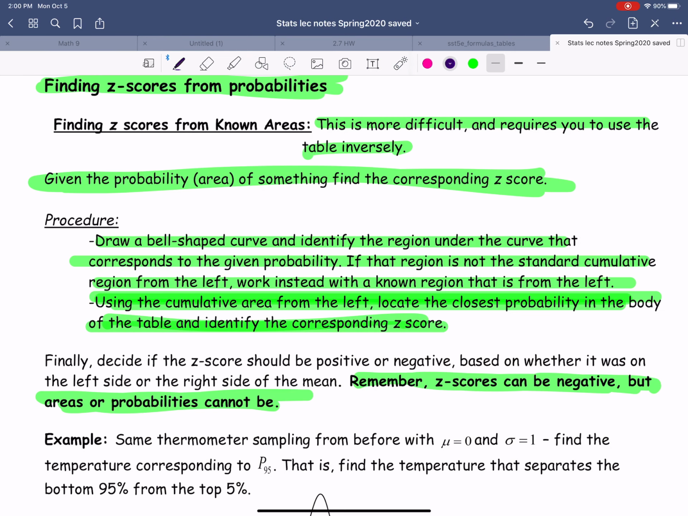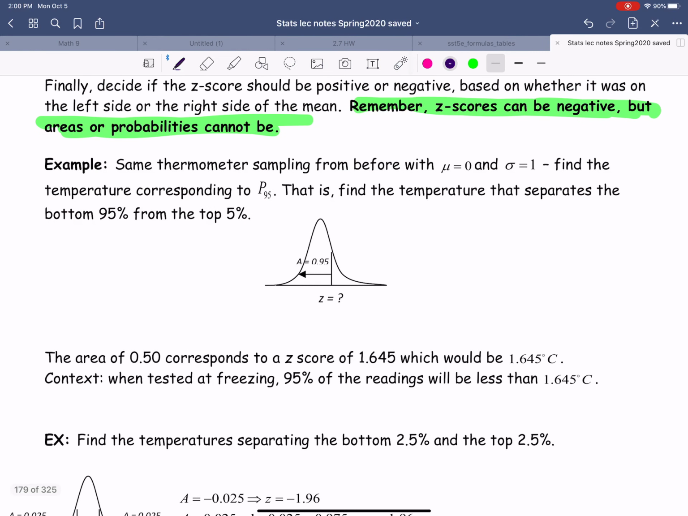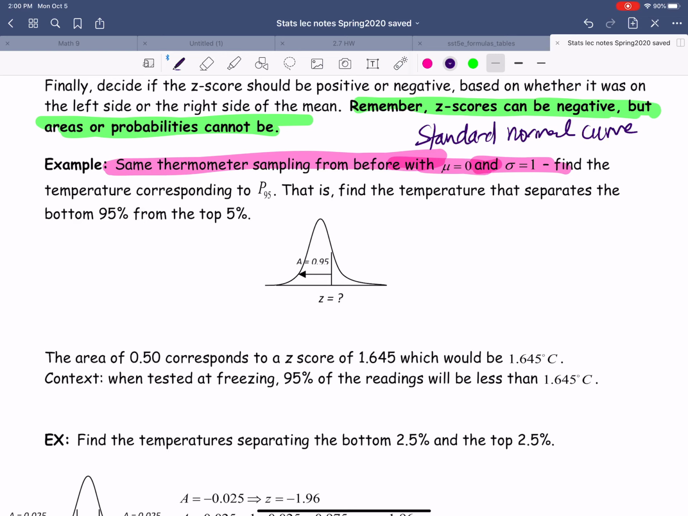Okay, back to the notes. Another question. Same thermometer sampling from before that we talked about earlier, with mu equals 0 and sigma equals 1. The mean is 0, sigma is 1. That means I'm dealing with the standard normal curve, where my data values are the same as the z-scores.